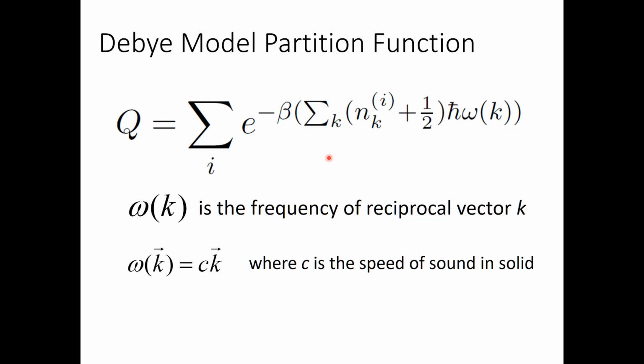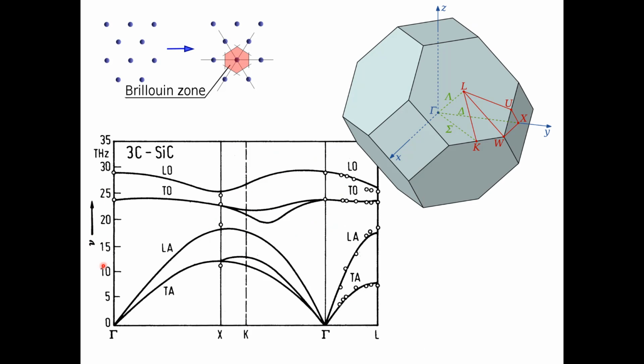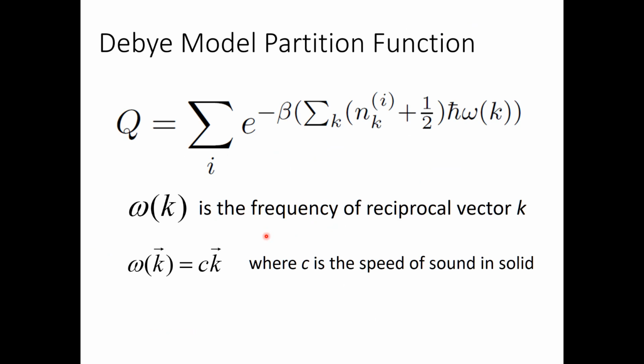So let's go back. This is the Debye model partition function. And so we see here that it's e to the negative beta. Now we're summing over all the states, but now the states are omega as a function of k, and we just learned what that is. This is the frequency of the reciprocal vector k. And so omega of k, in the Debye model only, is an approximation where omega of k equals c times k, where c is the speed of sound. Okay?